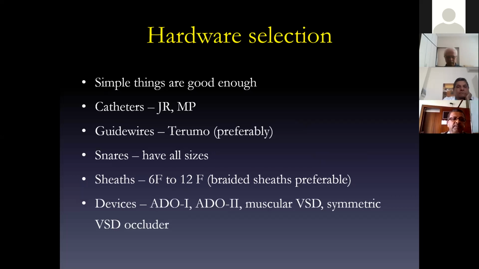Though if it is opening into the RA, the standard balloon sheath is quite good enough. Non-braided sheaths are good enough. Various types of devices can be used: ADO1, ADO2, muscular VSD, symmetric VSD occluder. It is not a particular device for this particular procedure.